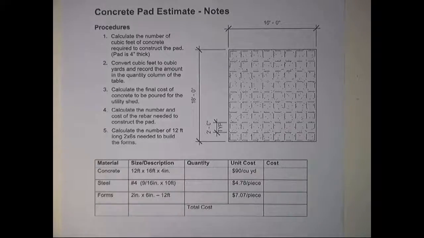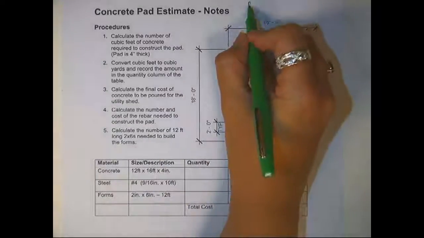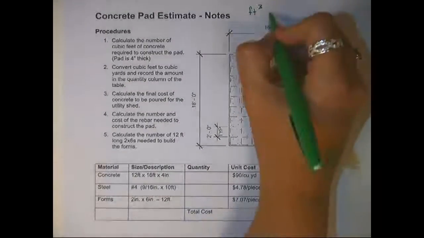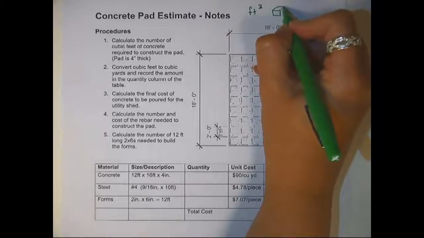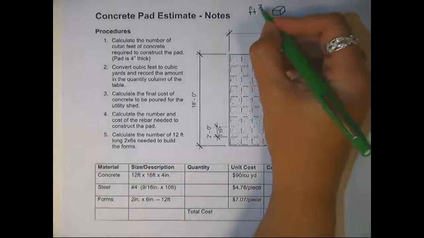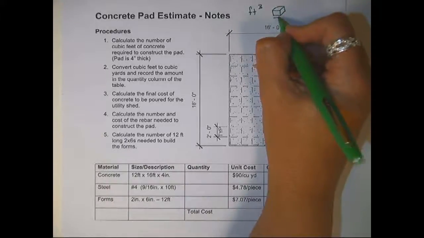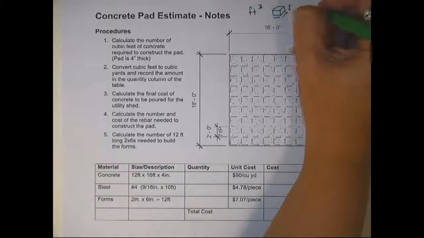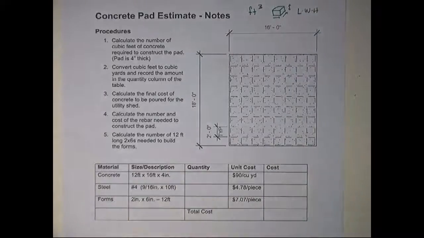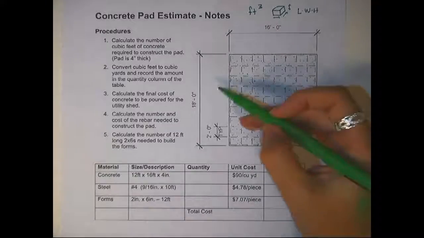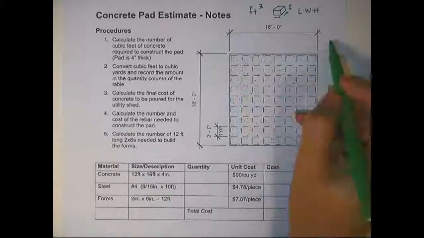So cubic feet means feet cubed. And we know in volume, we're talking about the amount of space that goes inside, how much concrete is required, and it's feet cubed because this direction we're measuring in feet, this direction we're measuring in feet, and this direction we're measuring in feet. Length times width times height. Basic geometry stuff. And it tells us here that the pad is 4 inches thick, and then the dimensions of our pad are 18 foot by 16 foot.